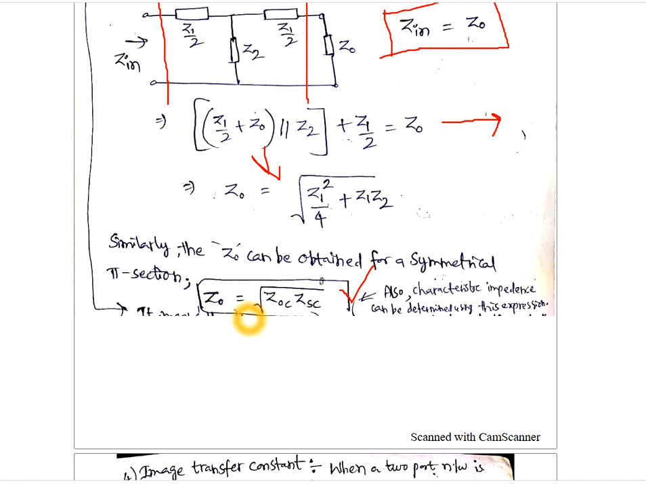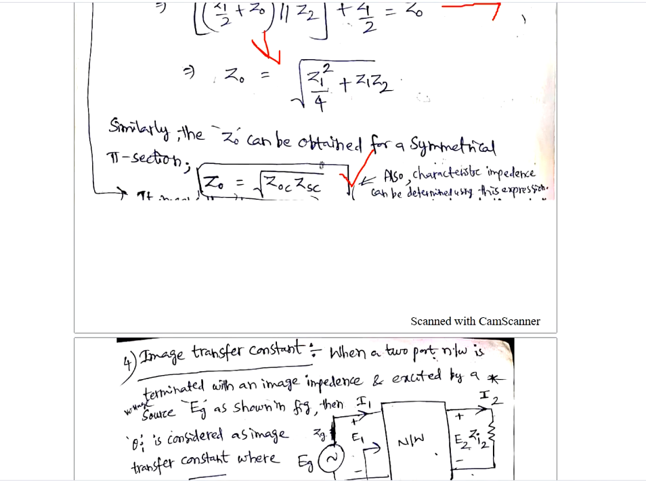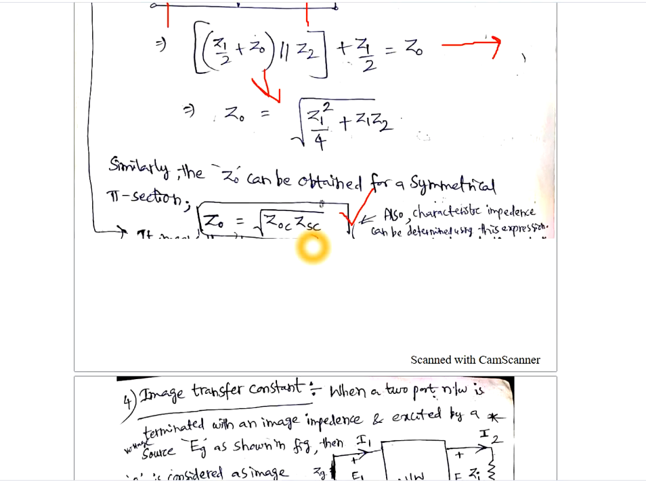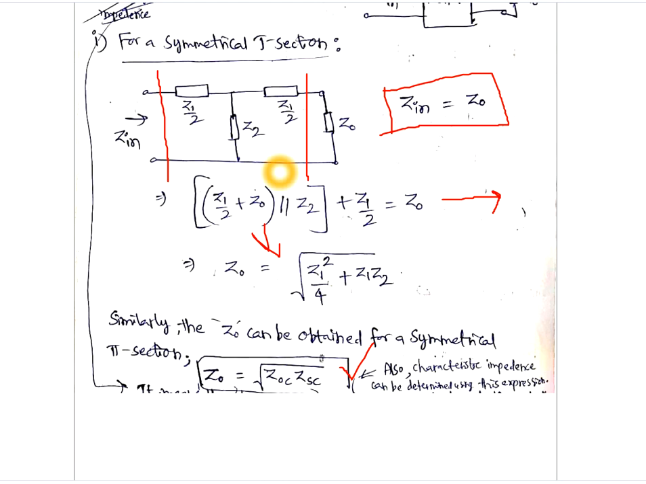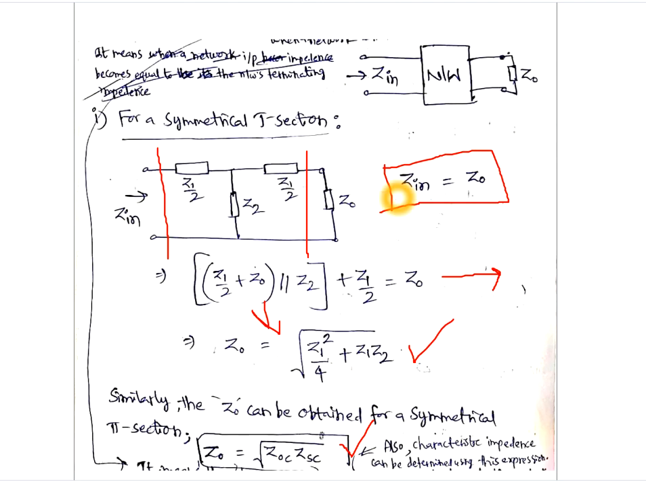So Z0 is equal to the square root of ZOC times ZSC, that's it, right? So we can also determine characteristic impedance using this formula. If you do that for this particular network, you will get the same Z0 value. So like this we can verify it. Okay, fine. This is about characteristic impedance. Note that characteristic impedance is there for symmetrical networks only, right?